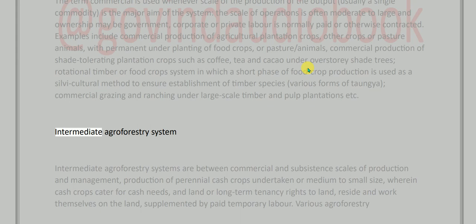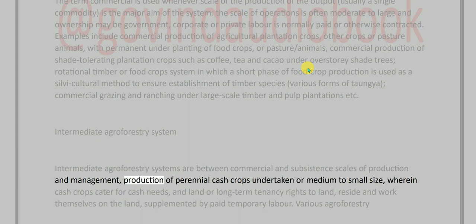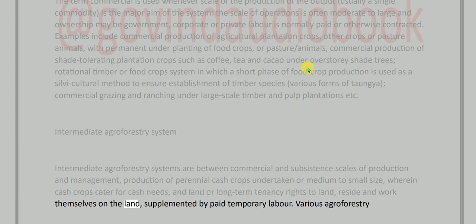Intermediate agroforestry system. Intermediate agroforestry systems are between commercial and subsistence scales of production and management. Production of perennial cash crops is undertaken on medium to small size holdings, wherein cash crops cater for cash needs, and farmers have land or long-term tenancy rights to land, reside and work themselves on the land, supplemented by paid temporary labor.